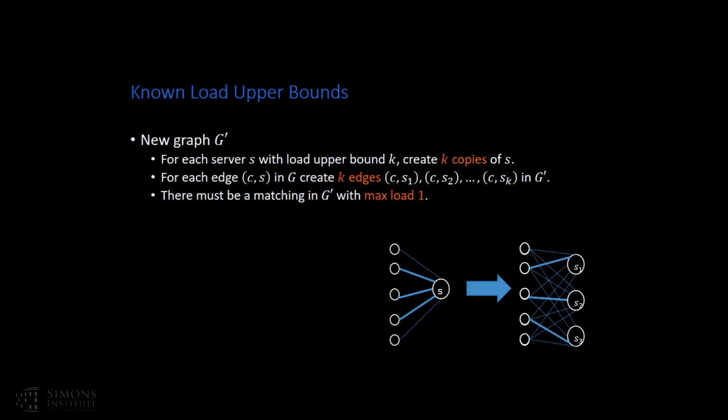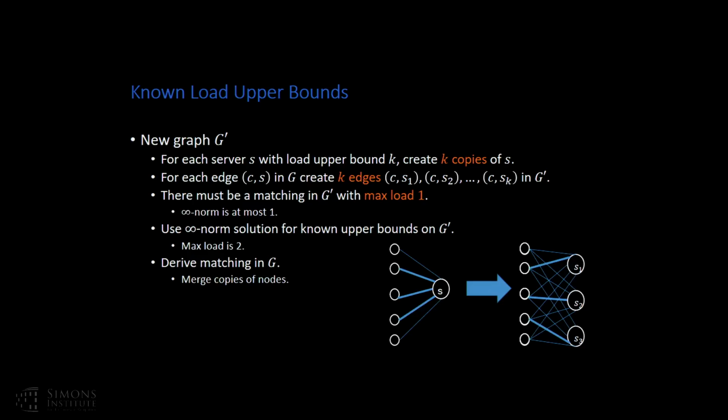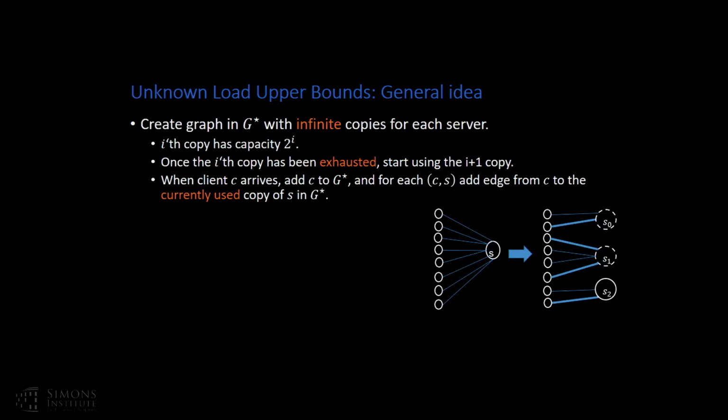So for the known upper bound case, what we do is the following. If we have an upper bound on S, say the upper bound is 3, then we'll create 3 copies of S and attach them to all of its neighbors over here. And the idea is that now we're going to say that the max load is 1. So now we have an infinite norm case where the max load is 1, so we can solve this using the previous solutions, and this works for here as well. What's nice is that a match here has a direct correspondence to a match over here. There's a one-to-one correspondence. So that covers this case. This is fairly easy.